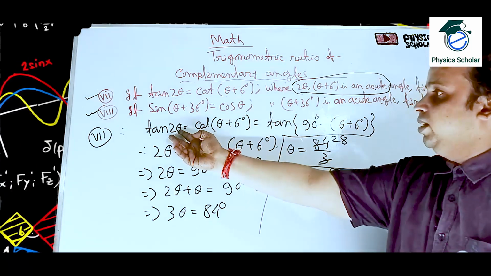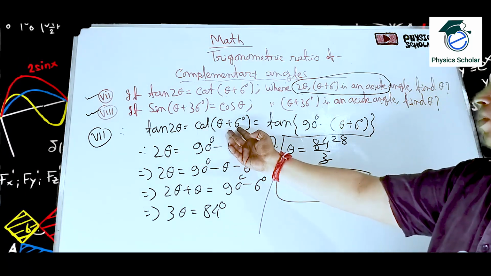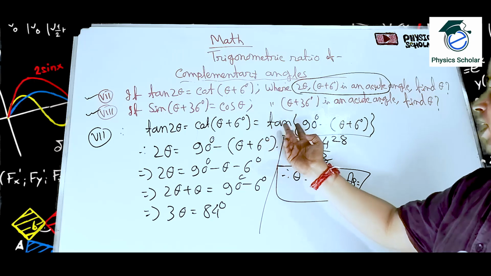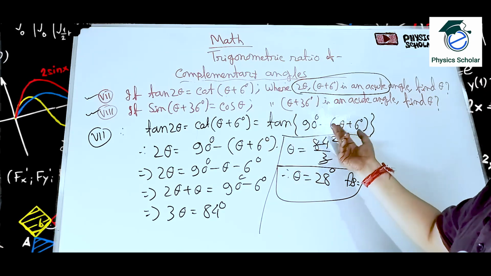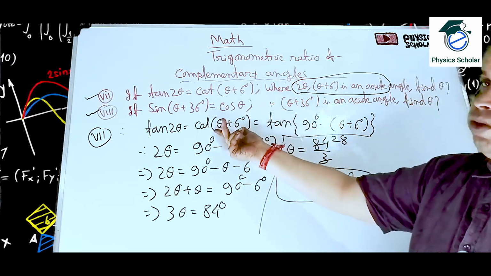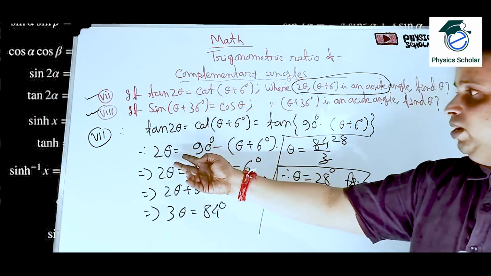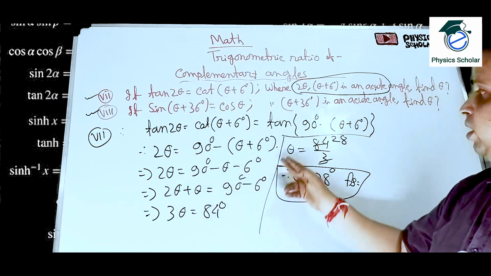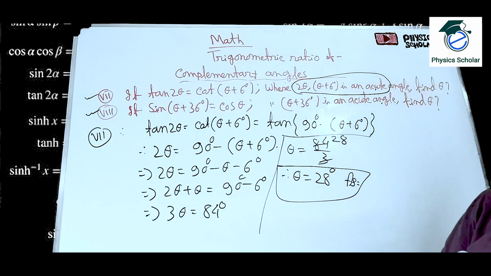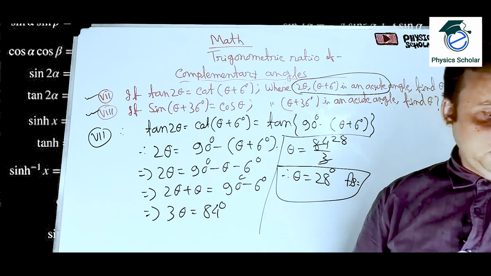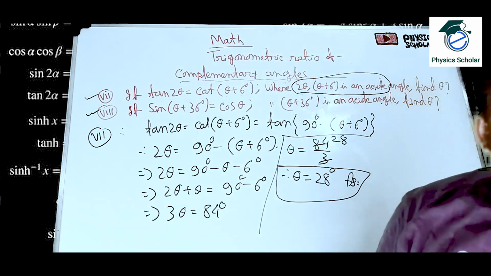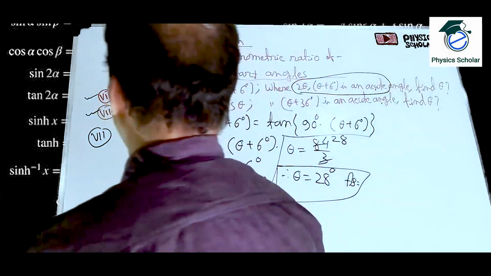So tan 2 theta is equal to cot of theta plus 6. So how we can write it? Tan of 90 degrees minus this. So tan of 90 degrees minus theta plus 6 means this one. Clear? So now 2 theta is equal to this one because both are tan. Okay. So 2 theta is equal to this. So from there we are finding the value of theta is 28 degrees. So hope you have understood this. Now let us move to the next sums. Sum number 8.